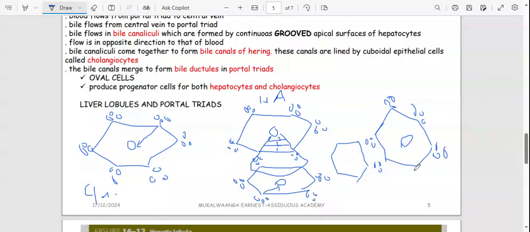Okay, so here, don't mind my drawings. What I'm trying to convey here are the principles. So focus only on the principles. Remember, the portal lobule is the opposite of the classic hepatic lobule. So the center of the classic hepatic lobule is the central vein.